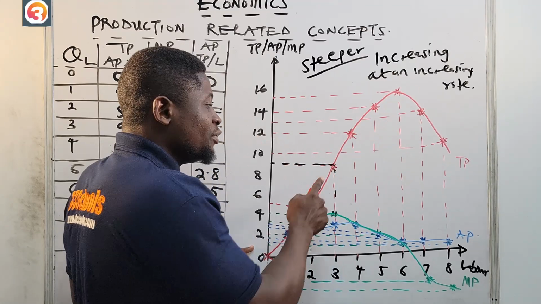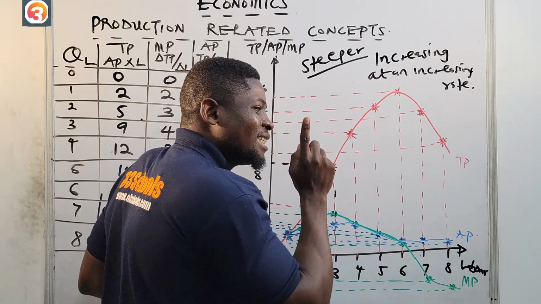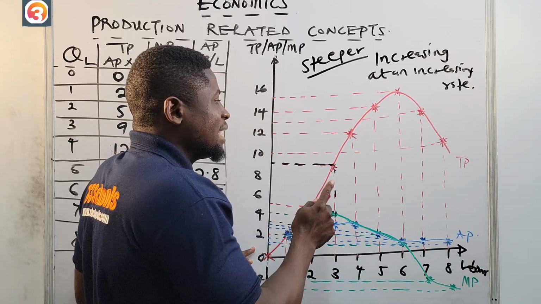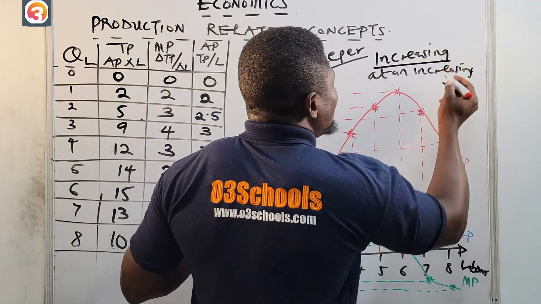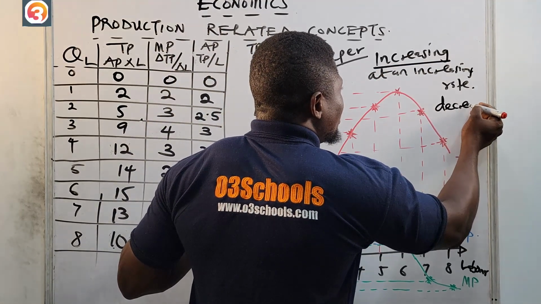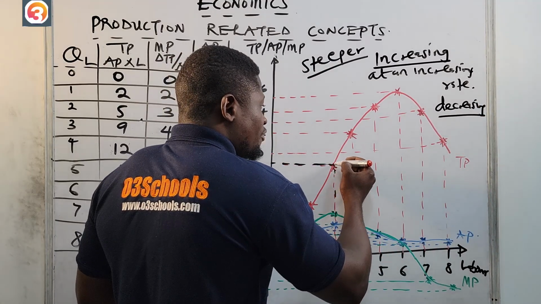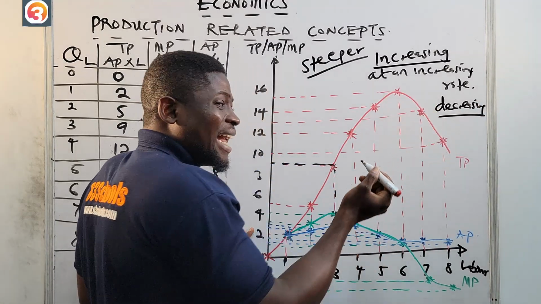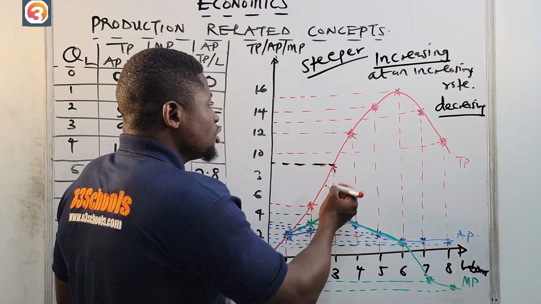And that is why, if you notice, as it is going up, it's actually still increasing, but at a decreasing rate. It is increasing, but at a decreasing rate. The slope, so the curve begins to be flatter and flatter. Instead of steeper, as it was before, it begins to become flat.